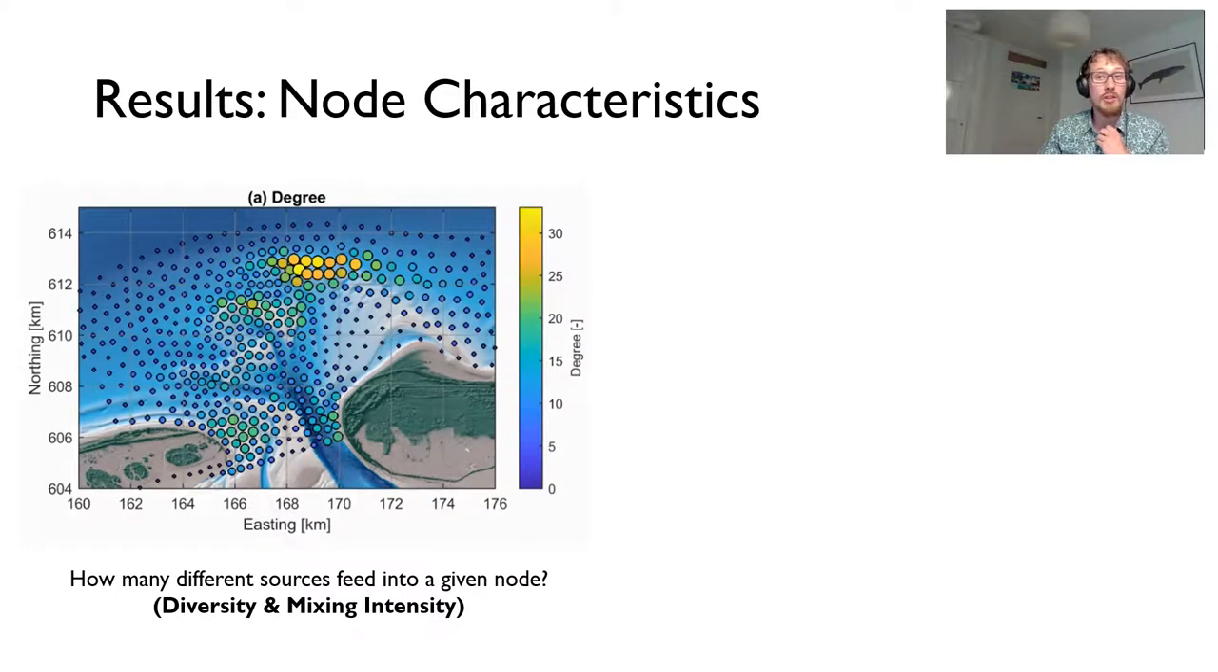One of the many advantages of connectivity is that there are many metrics that we can use to quantify important patterns and identify critical nodes. For example, degree quantifies how many different sources feed into a given node and is an indicator of diversity and mixing intensity. So if you remember the previous diagrams where we had all of these different pathways converging at the top of the delta here, both from the main ebb channel, also bypassing around the outer delta, and then from these shoals, everything is meeting here. So these nodes have a very high degree. And we conclude that there would be lots of mixing of sediment here.